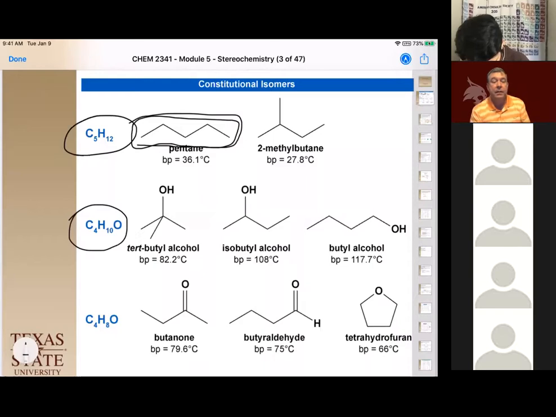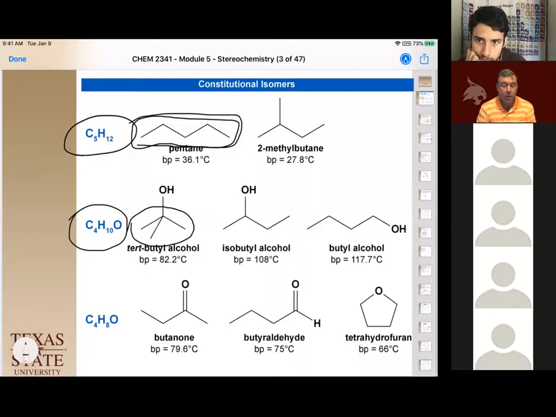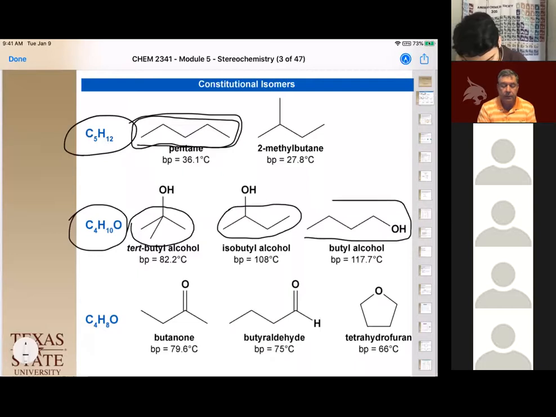Now, let's take a different isomer here. 4 carbons, 10 hydrogens, and an oxygen, but we're going to keep an alcohol on each of these compounds. When we do that, we can actually get a structure where we have all the methyl groups on the same carbon as that OH group, or we can have a more linear system, or we can have a completely linear system.